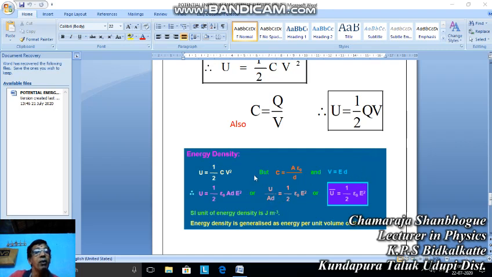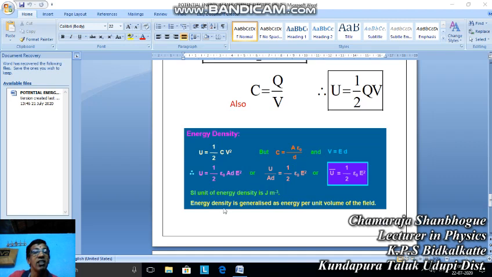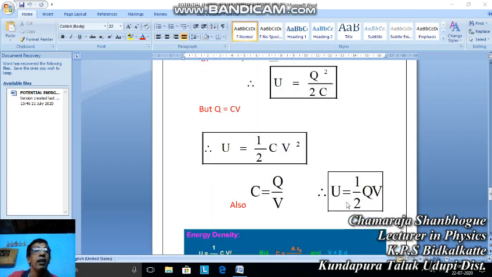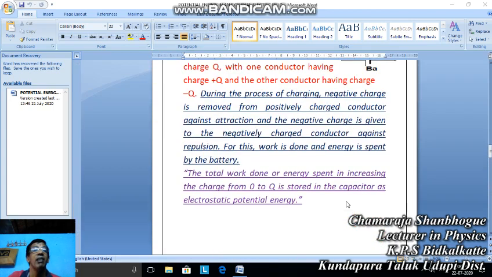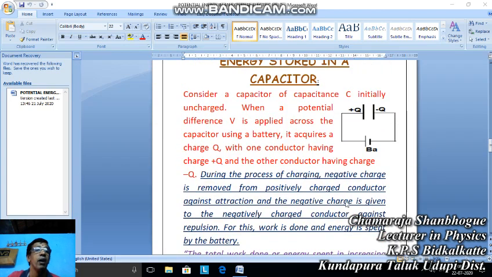Energy by volume is nothing but energy density. The SI unit of energy density is joule per meter cube, because energy per volume. Energy unit is joule, volume is meter cube, so joule per meter cube. Energy density is nothing but energy per unit volume of the capacitor. So this is about energy stored in a capacitor and energy density. This derivation is important for either 3 mark or 5 mark. Thank you.